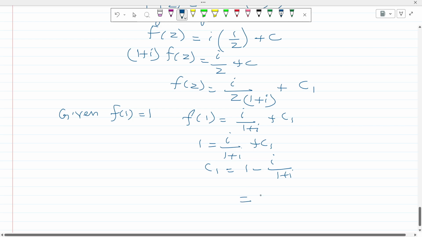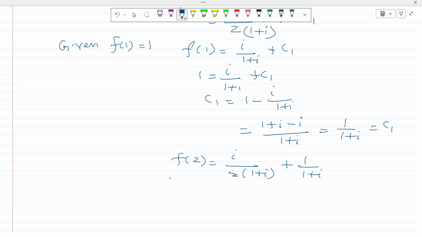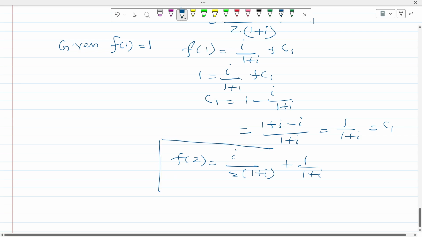So we get 1 plus I minus I divided by 1 plus I, that is 1 divided by 1 plus I, which is the constant C1. Substituting here, f of z equals I divided by z into 1 plus I, plus 1 by 1 plus I. This is the analytic function f of z.